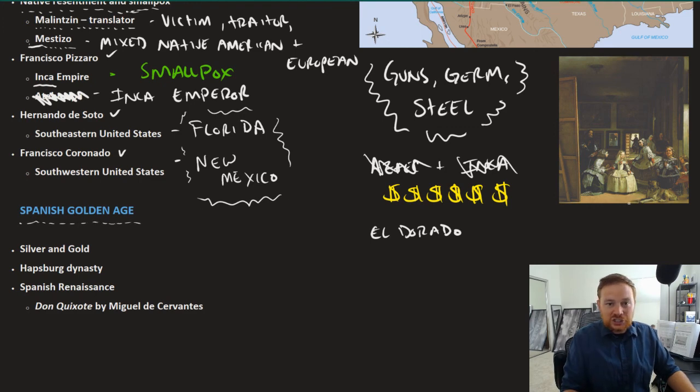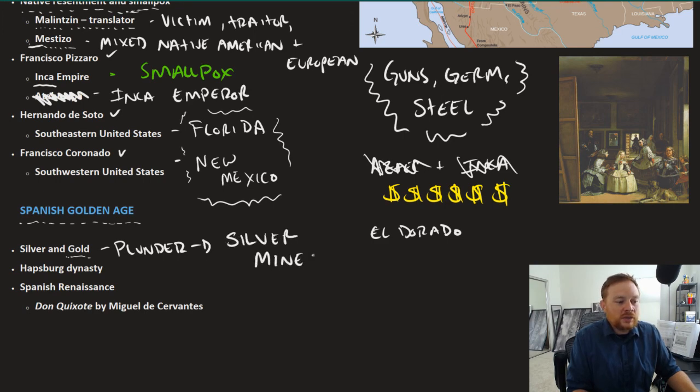Now, initially, while most of the wealth that Spain extracted from the New World was in the form of gold and was in the form of plunder, soon the Spanish found natural resources in silver mines. So when it comes to Spain and their primary way of making wealth or making money in the New World, initially it's plunder, then it's silver. Silver is a major source of wealth for the Spanish Empire.